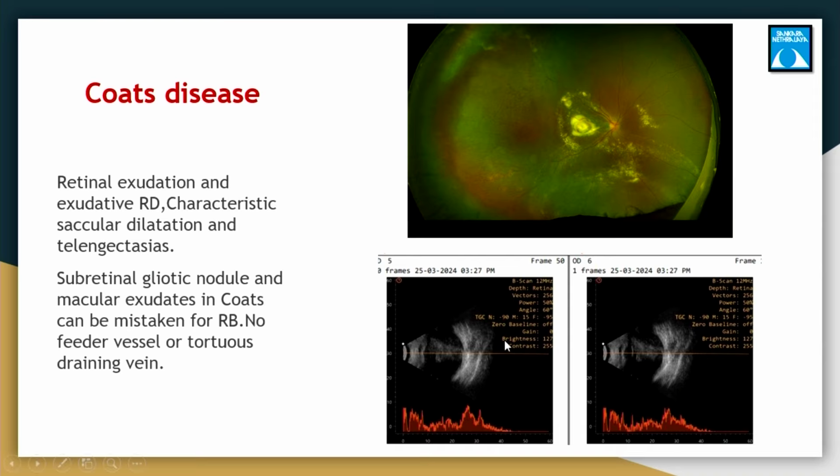Go ahead. It's with the secondary RD behind the lens. Yes, there you can make a mistake. Not at this stage. Right?